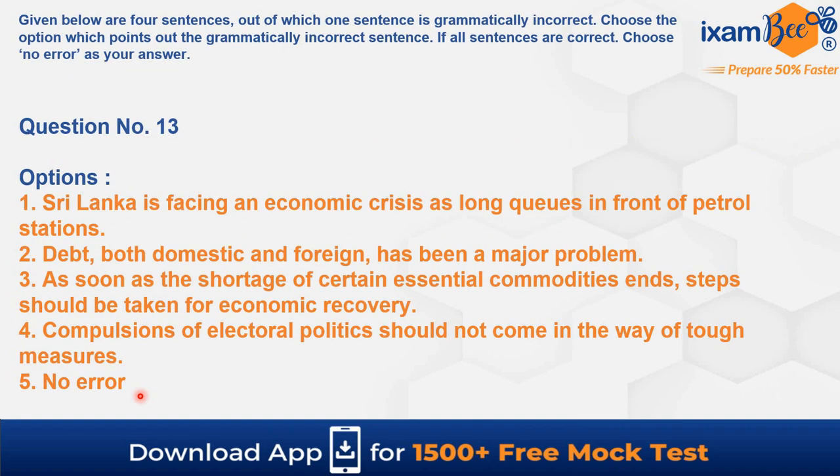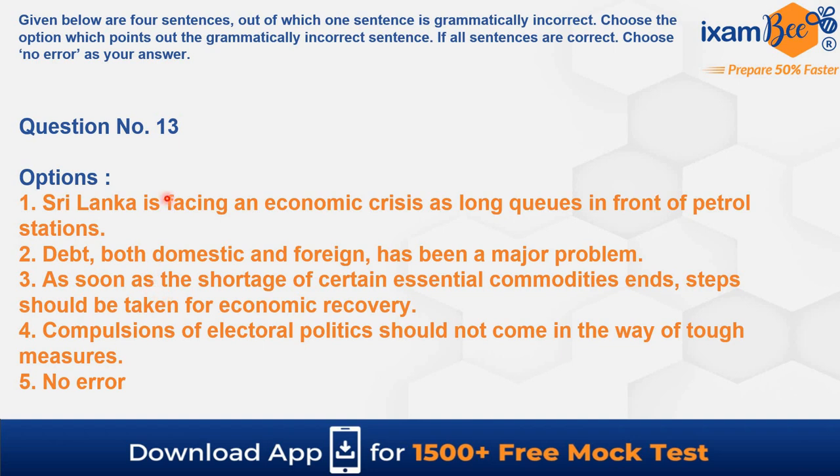Okay, so now what do we have here? We have now the section based on the error detection part, right? So we have to find the incorrect part here. See which one sentence is grammatically incorrect and choose the option which points out the grammatically incorrect sentence. So we have been provided 4 sentences among which we have to find out the incorrect sentence, and if there's no error we need to go with the option 5, that's no error.